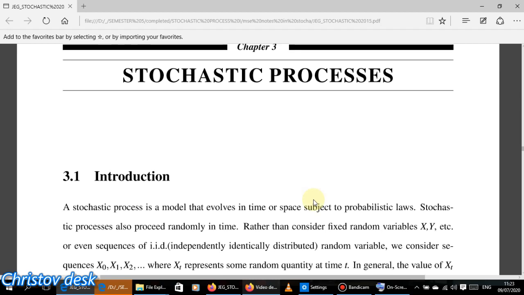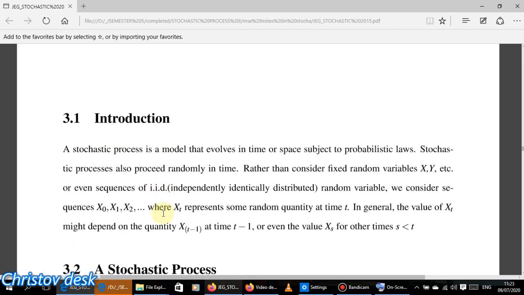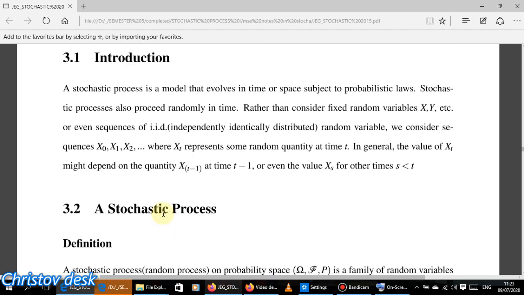So our main thing is stochastic processes. Okay, stochastic processes, that's the thing we need to know. So we'll do the introduction and then we'll move into stochastic processes. So a stochastic process is a model that evolves in time or space subject to probabilistic laws.